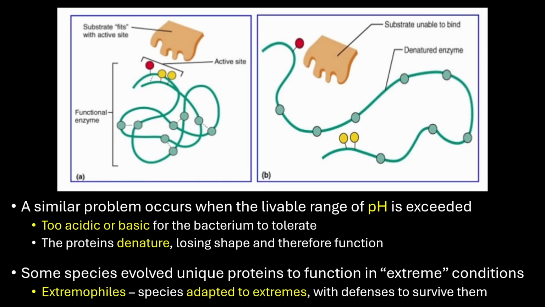A similar problem arises when the livable pH is exceeded, either moving too acidic or too basic, too alkaline for the bacterium to actually tolerate. Similarly, the proteins also have this tolerable range where if you go too far out in one direction or another, they can denature, they can lose their shape and therefore their function.